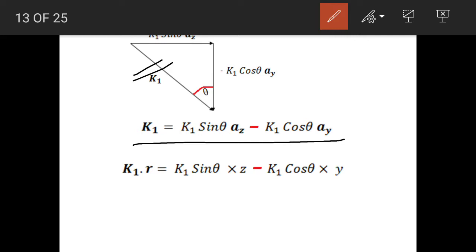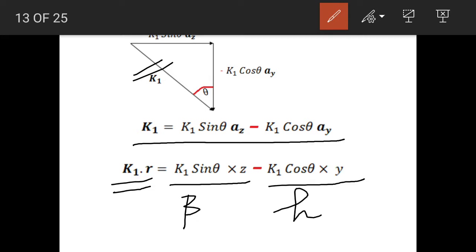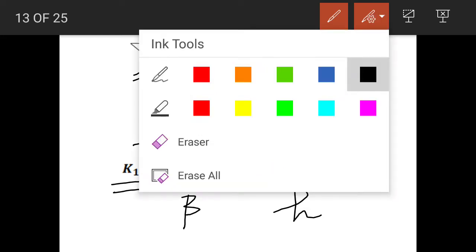And then we take the scalar product of these two vectors. r is a three-dimensional distance vector, and r is equal to x ax plus y ay plus z az. So we have k1 sine theta z minus k1 cos theta y. We replace k1 sine theta by beta, and we replace k1 cos theta by h. So k1 dot r will be equal to beta z minus hy.